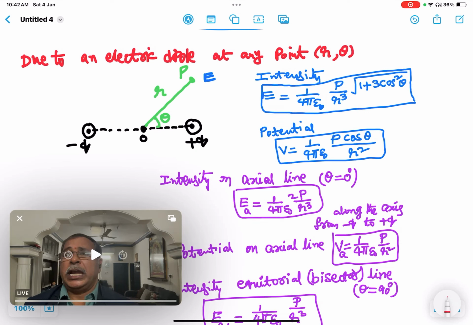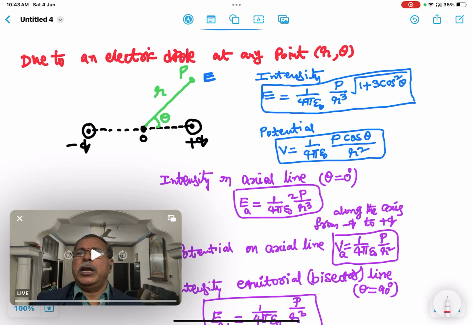Due to an electric dipole at any point r comma theta, we can expect the dipole concept, my dear students. It is a very, very important concept. In 2024 also, in every shift they asked one question from this dipole, in phase 1 and phase 2 also. For NEET students also, the dipole concept is most important for upcoming entrance examinations. They frequently ask this question for NEET aspirants.